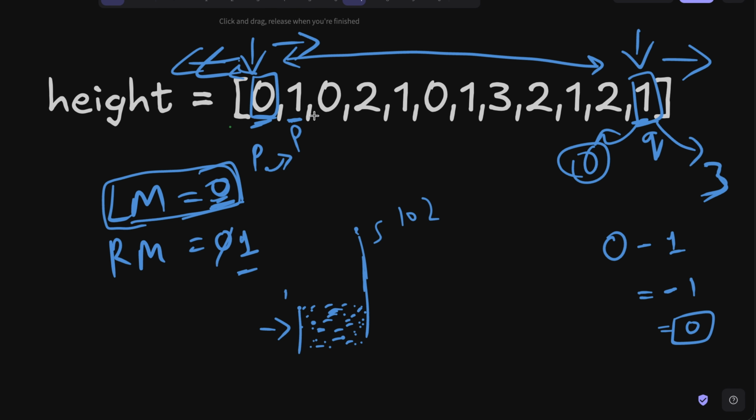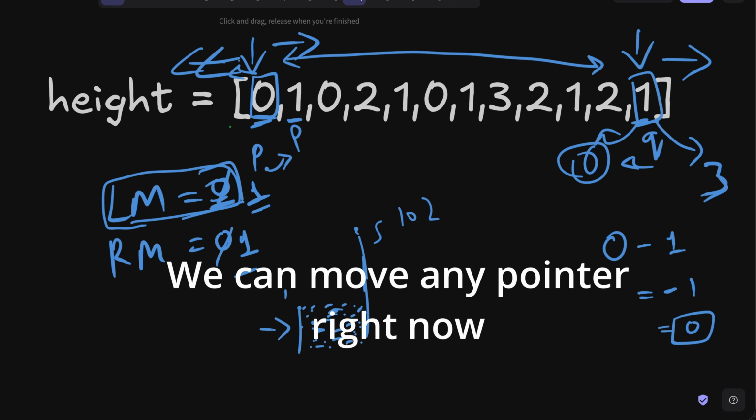Then we know that we have 1 here and 1 is greater than 0. So we will again update our max left and we will have 1. So now the left max is 1 and the right max is also 1. So which pointer should we move? Should we move Q or should we move P? Let us move Q. So now the Q is right here on this position 2, right?